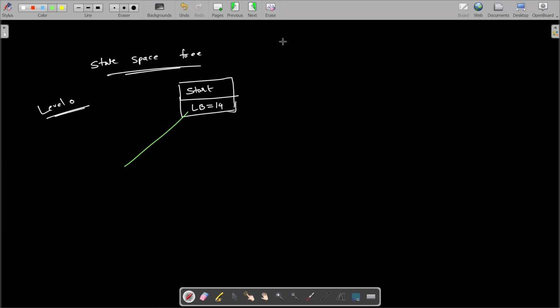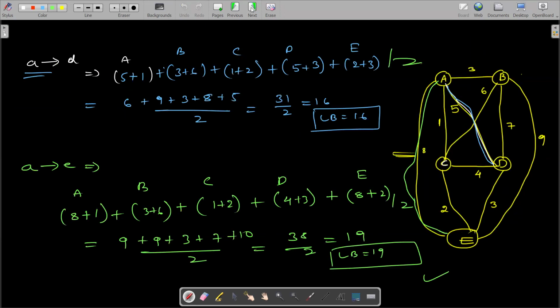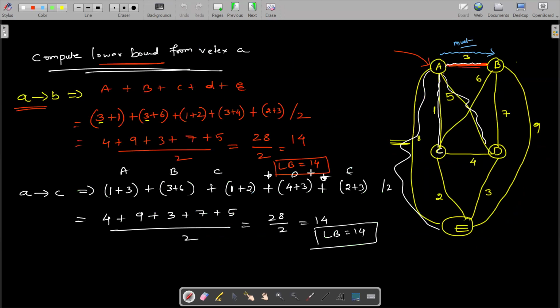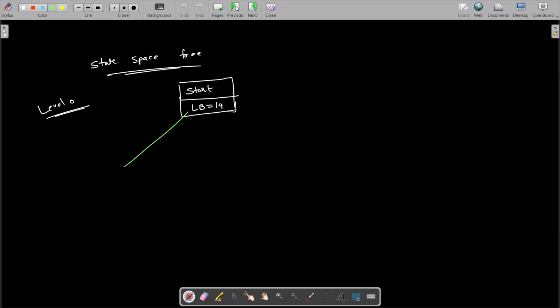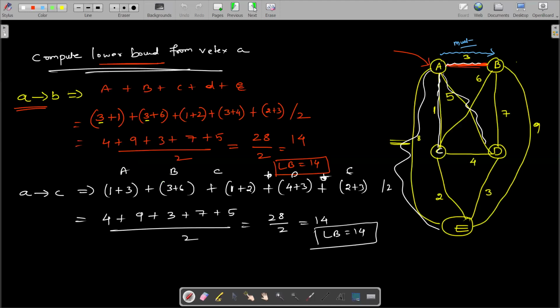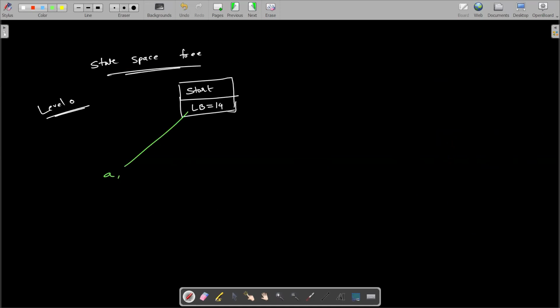We have to write it from A to B. You can see now, A to B, the lower bound is 14. This is the state space tree. A to B has been taken. What is the value we got for A to B? 14. If I travel in that part, we are continuing the state space tree. So the lower bound is equal to 14.